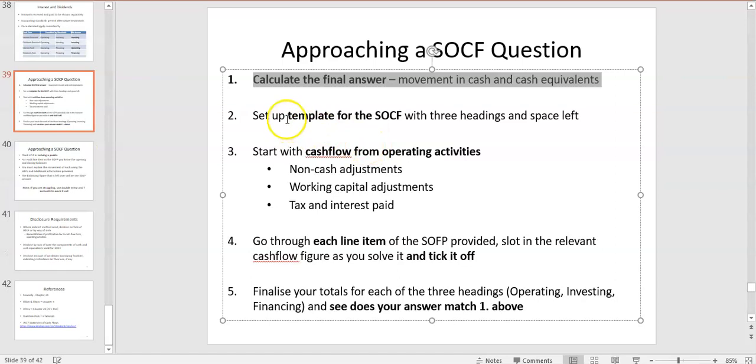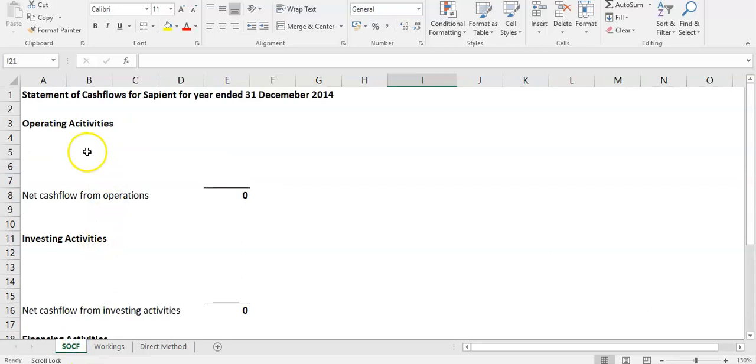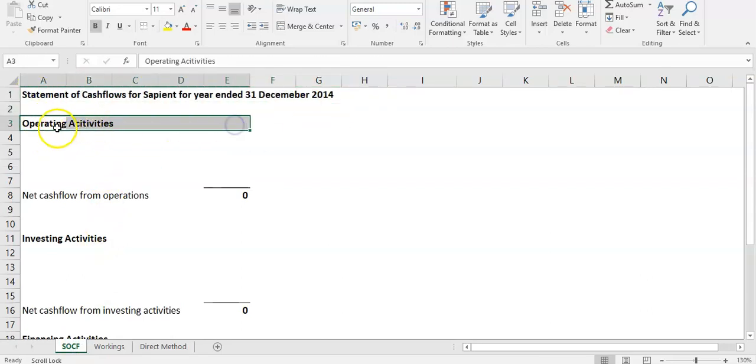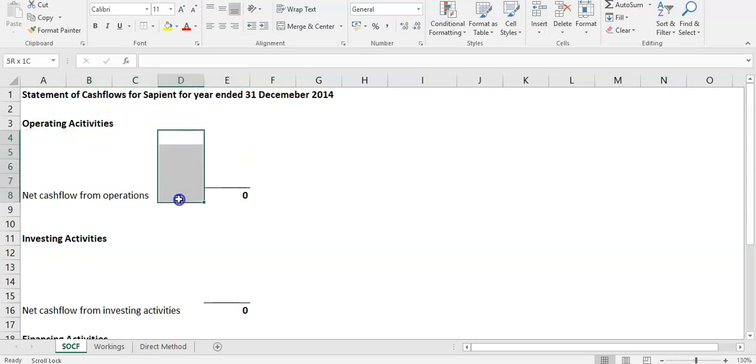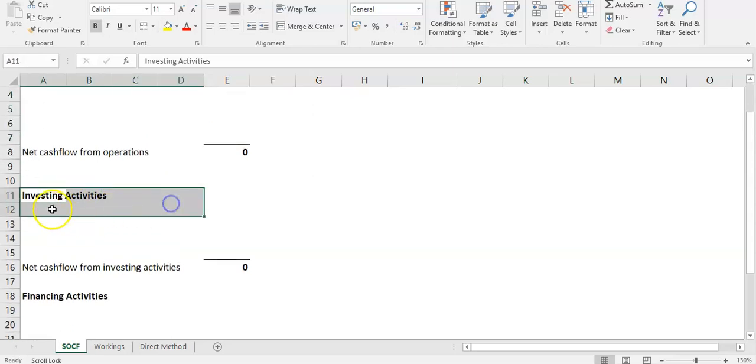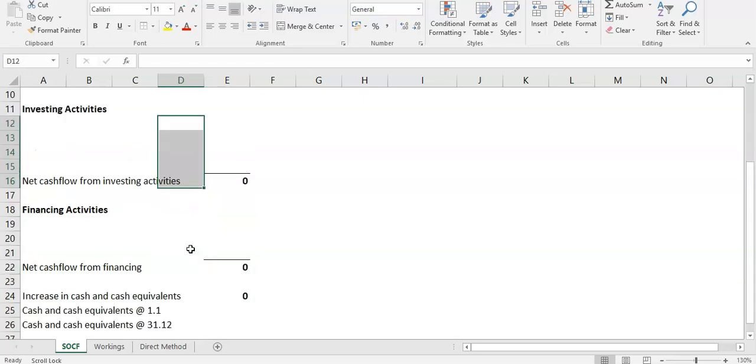The second stepping stone then is set up a template, which are 3 key headings: operating activities, investing activities, and financing activities. And looking something like this here. Statement of cash flows, the key title, your operating activities, and leave a couple of lines, because we're going to have to slot those in as we go along, and leave a column to reference your workings. Then investing activities, same again, leave a couple of lines, and a column to cross-reference your workings, and financing activities.